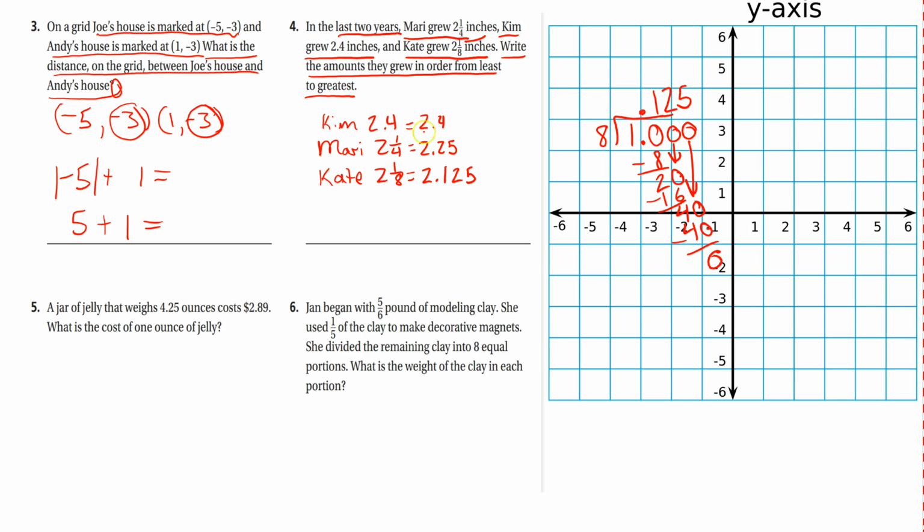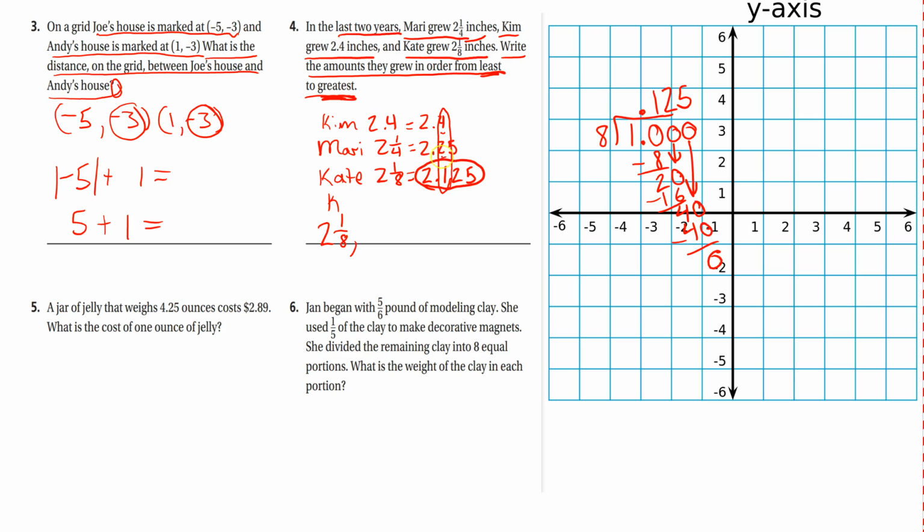Okay, we start on the left side to compare these. We got 2, 2, 2. Those are all tied. And then we look at the tenths place next, and we have a 1, 2, and a 4. This wants the least number first, greatest number last. So the least number between these is 1. So that means this is my smallest number. And that was 2 and 1/8. That was Kate. I can put a K above her name to remind me.